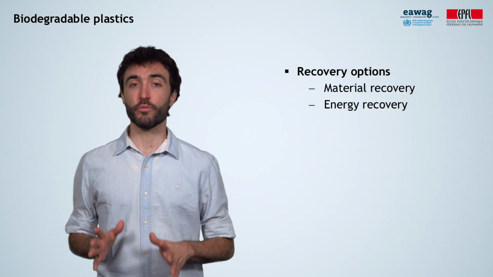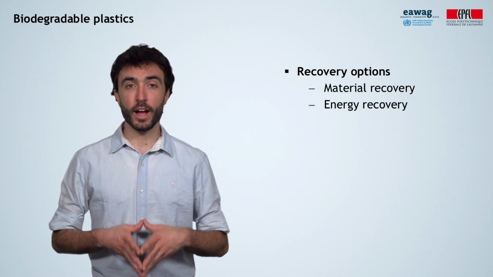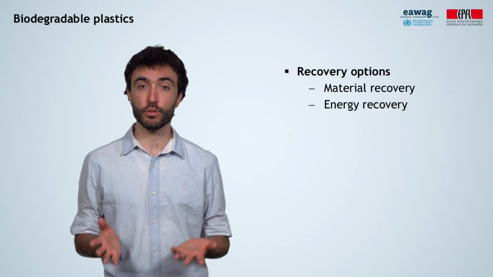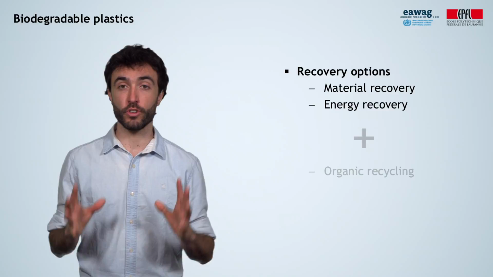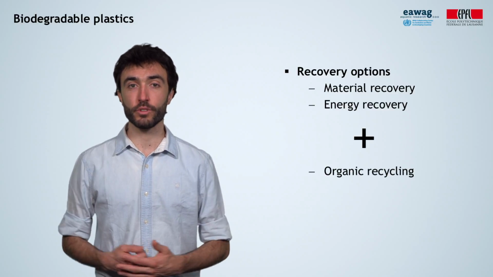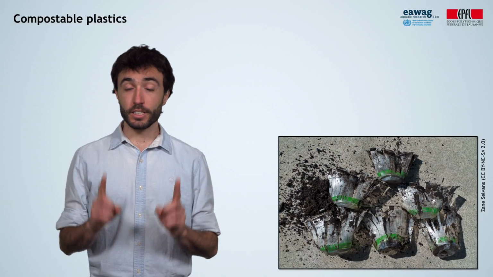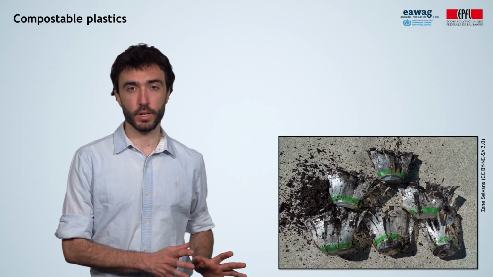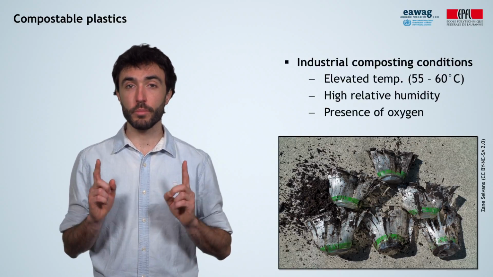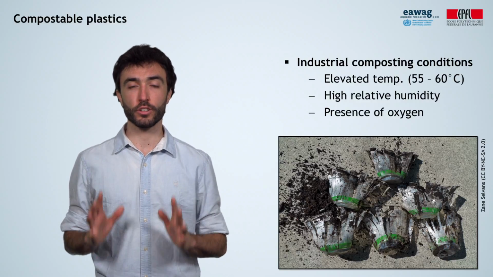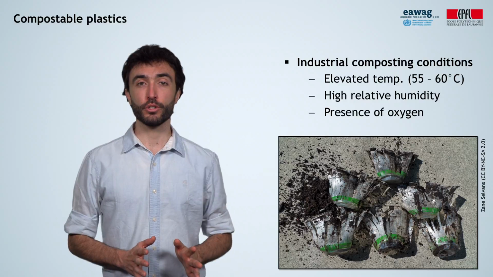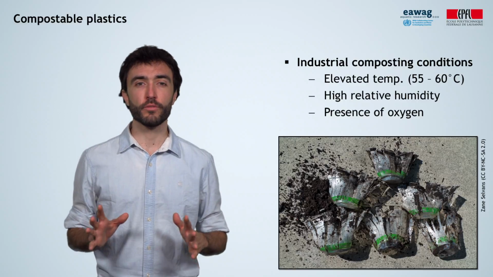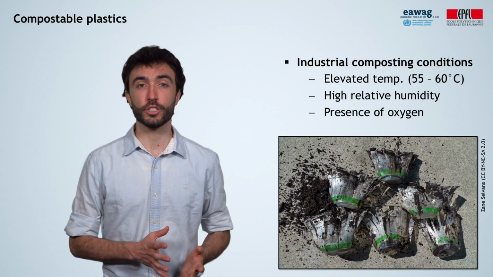One of the main advantages of biodegradable plastics is that they offer an additional recovery option. Besides the material recovery and energy recovery options, which are also practiced with conventional plastics, biodegradable plastics are also suitable for organic recycling. Let's clarify one thing. Compostable plastics are an example of biodegradable plastics, but they can only be biodegraded under industrial composting conditions, namely elevated temperatures, high relative humidity, and the presence of oxygen. They won't degrade in the natural environment such as on the soil surface or in the oceans.